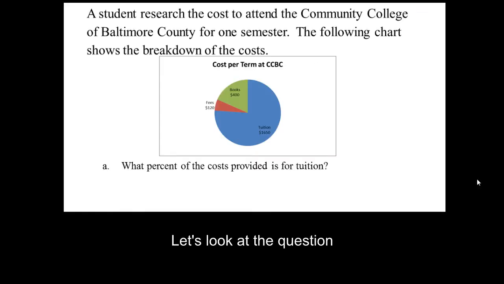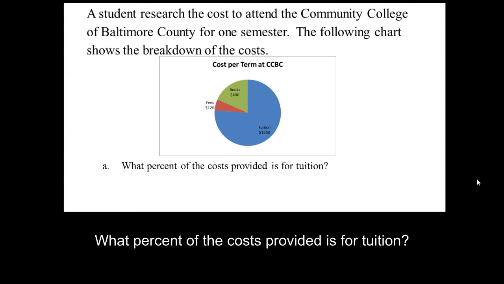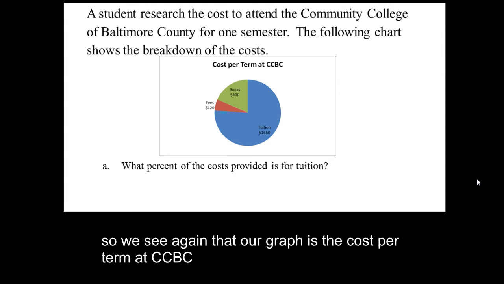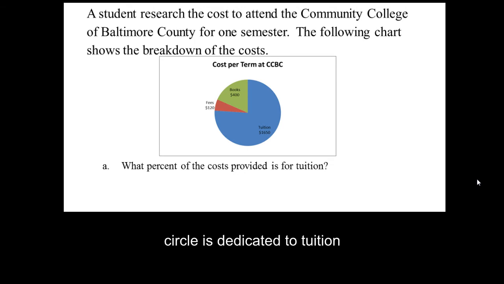passed the test. Let's look at the question where student costs to attend the Community College of Baltimore County are broken down in the following chart. What percent of the cost provided is for tuition? So we see again our graph is the cost per term at CCBC, and we want to figure out what percentage, what amount of that circle, is dedicated to tuition.